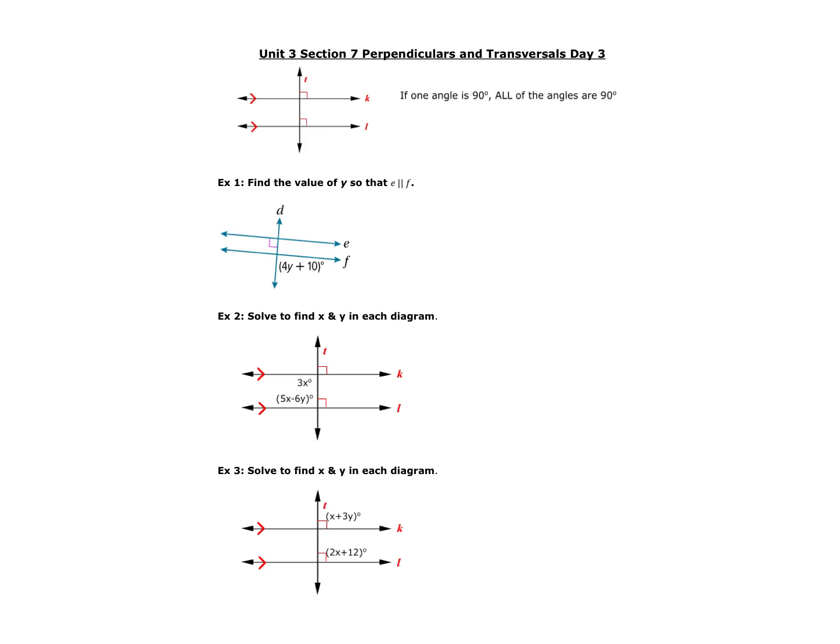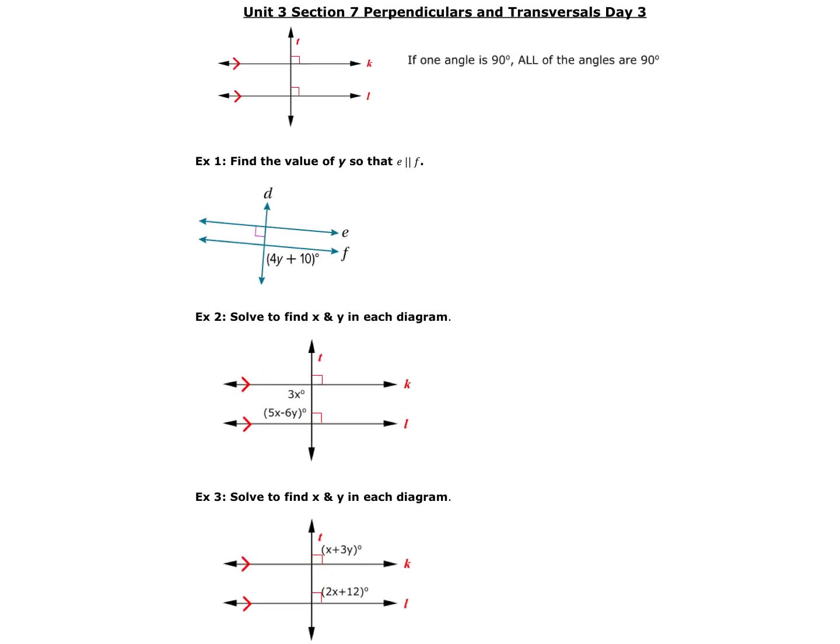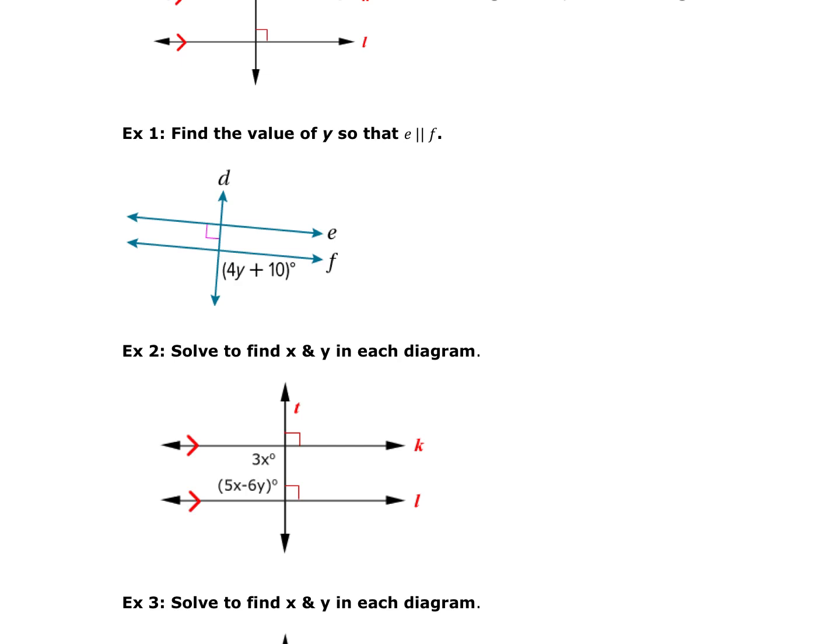here at example 1, we can look to find the value of y with E and F being parallel, because since we have one of those angles is 90 degrees, that means all of them are 90 degrees. That means that 4y plus 10 is equal to 90. Now we can subtract 10 off of both sides to get 4y equals 80, and then divide both sides by 4 to get that y is 20.